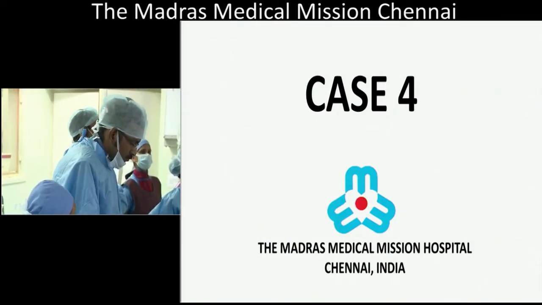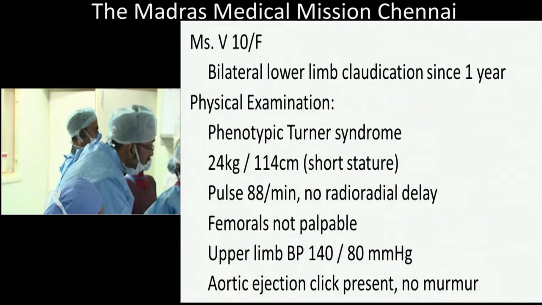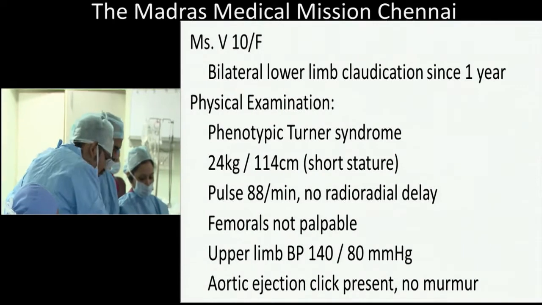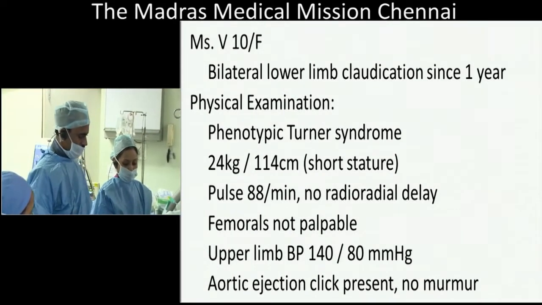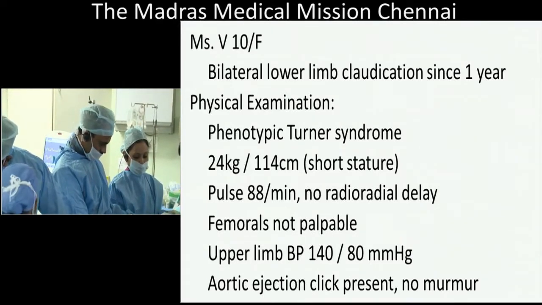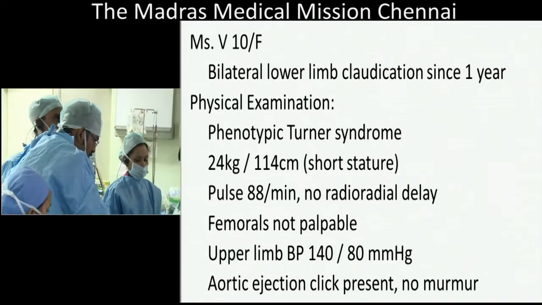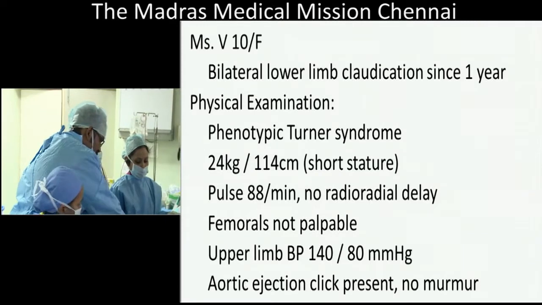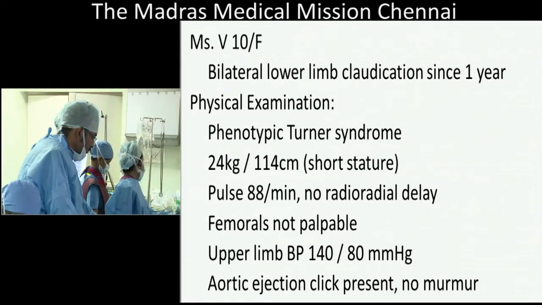Good morning, everyone. To take you through the next case. Our next case is a 10-year-old girl child who presented to us with bilateral lower limb claudication since the past 1 year. On physical examination, she had a Turner syndrome phenotype, short stature, height of 114 centimeters, pulse was 88 per minute, femoral pulses were not palpable, upper limb blood pressure was 140 by 80 millimeters of mercury. Aortic ejection click was present, but there was no murmur.